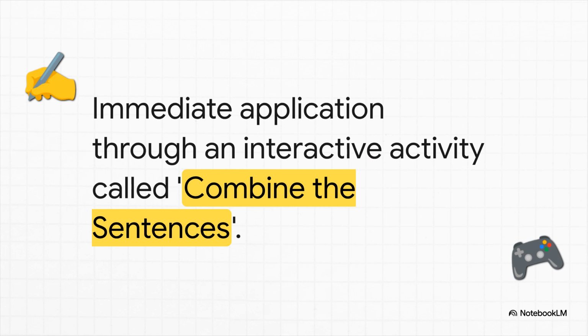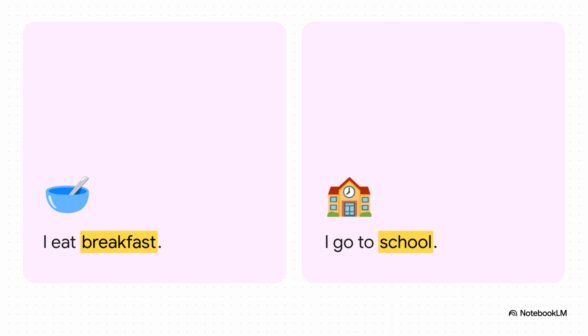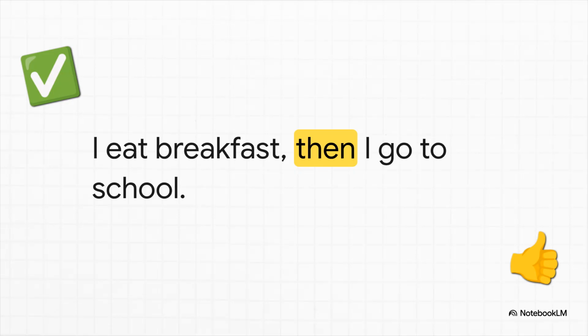From there, you get to use it right away. Students jump into an interactive activity they call combine the sentences, so they can put that new concept to work immediately. For example, a student might see two simple ideas: I eat breakfast, I go to school, and their job is to find the right little word to connect them. And there you have it. The student uses then to show the sequence. And see how the word then is highlighted? The lesson constantly reinforces what it's teaching, so that connection is basically impossible to miss.